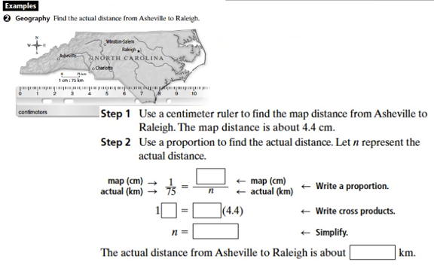We're going to find the actual distance from Asheville to Raleigh. We're going to use a centimeter ruler to find the map distance from Asheville to Raleigh. The map distance is 4.4 centimeters. Use a proportion to find the actual distance. Let n represent the actual distance.